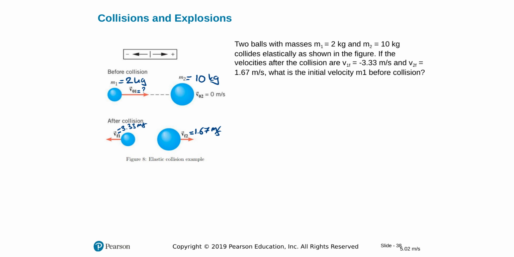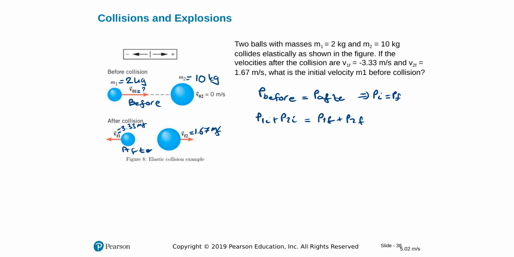So this is before picture, right? They said already before collision. We have before, we have after pictures. And momentum before is always equal to momentum after, or momentum initial is equal to momentum final. Right, the same as P initial is equal to P final. And we're going to write down P1 initial plus P2 initial is equal to P1 final plus P2 final here. And we're going to put in the values.